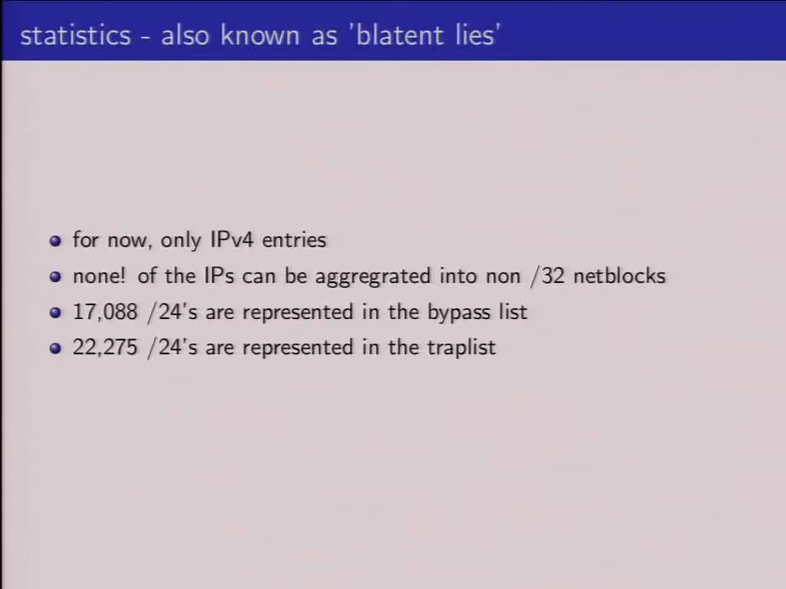Interestingly, none of the IP addresses on my list can be aggregated into better than a /32 net block, which I thought was very surprising. Nobody on the whitelist can be aggregated, nobody on the blacklist could be aggregated. There were just enough spaces on the boundaries where you could not do that. Out of this, there were about 17,000 of the /24s, which, for those of you who don't know CIDR addressing, is the first three octets of an IP address, also formerly known as a class C.